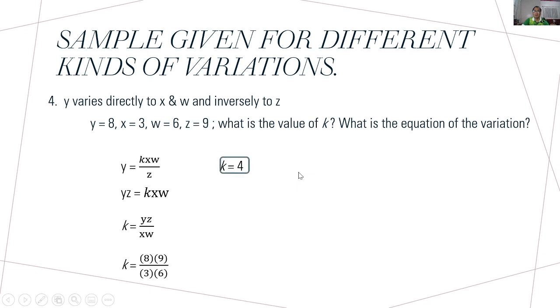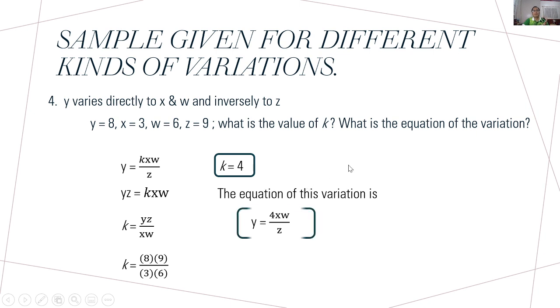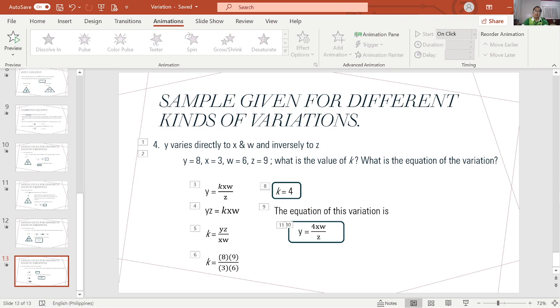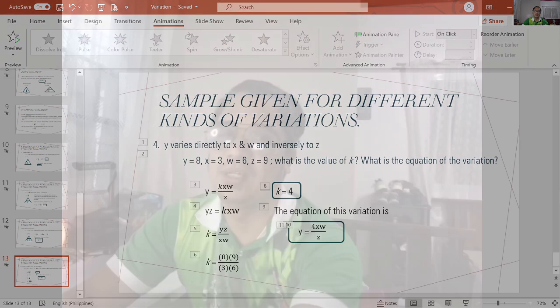Now, kapag tinatanong sa atin, ano yung equation? Again, balikan lang natin yung una nating formula. I-substitute lang yung k. Sa mga tuwid, the equation of this variation is y is equal to 4xw over z. And there you have it. We have here now our different kinds of variation. So again, I hope you learned something, guys. And sana po natuto kayo.